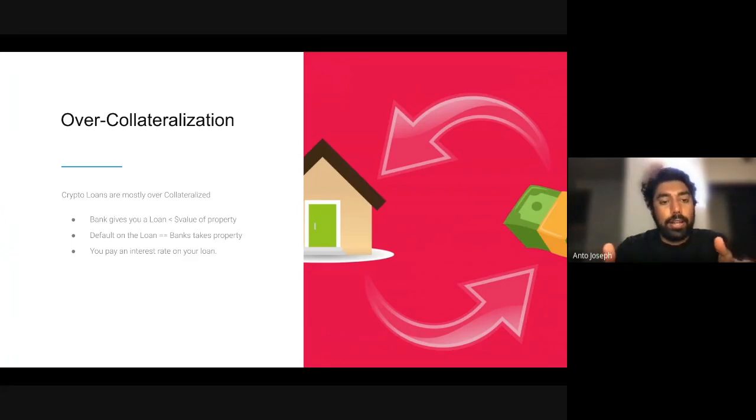But you would wonder, how can the bank hedge against changes in the market price? Things can go up and down. So they would have a certain amount of safety, that is the margin, when they approve a loan. And how do they make money? You obviously pay an interest on your loan. And crypto loans are mostly over-collateralized, but flash loans are an exception.